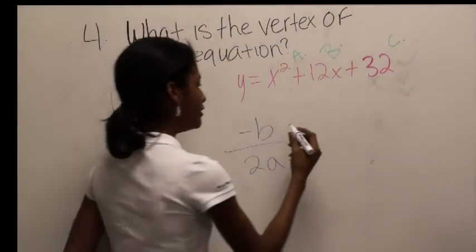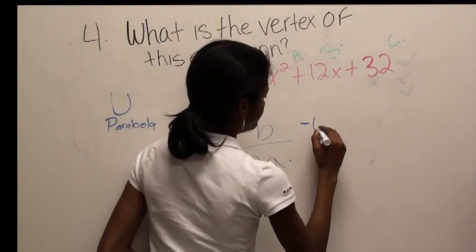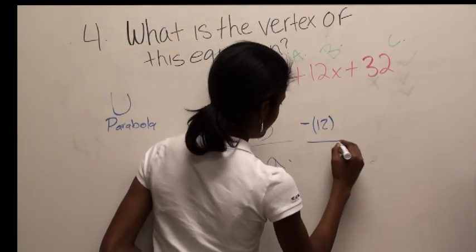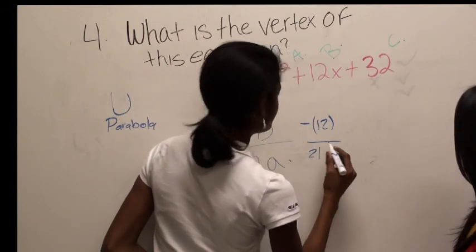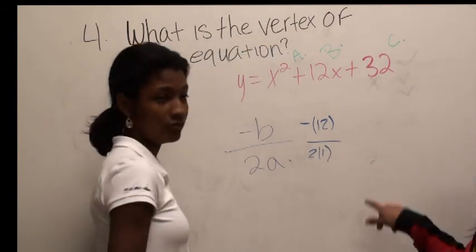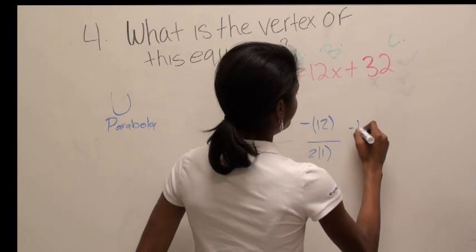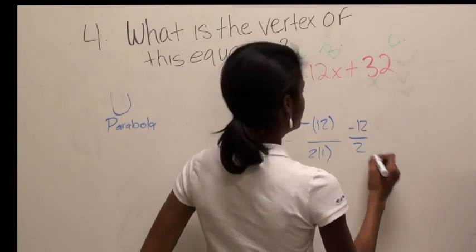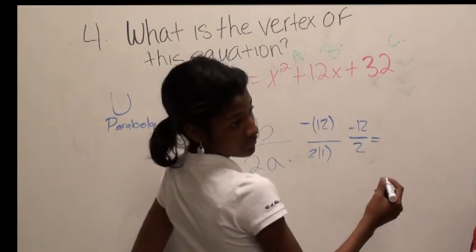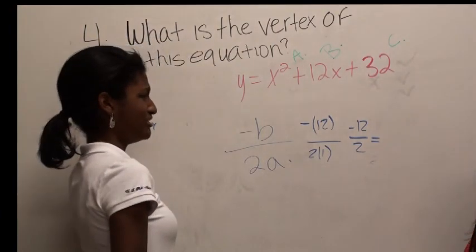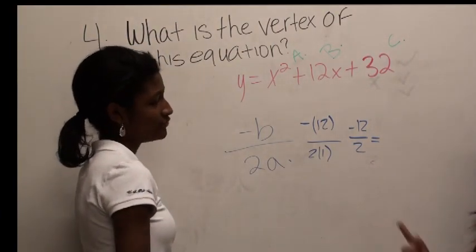So negative b, so we put a negative 12 over 2 times 1. So really, that would be negative 12 over 2, which equals 6? Oh, negative 6.